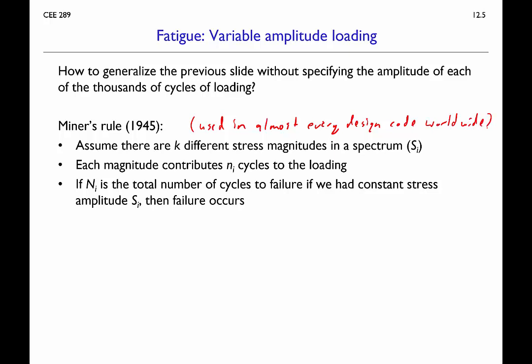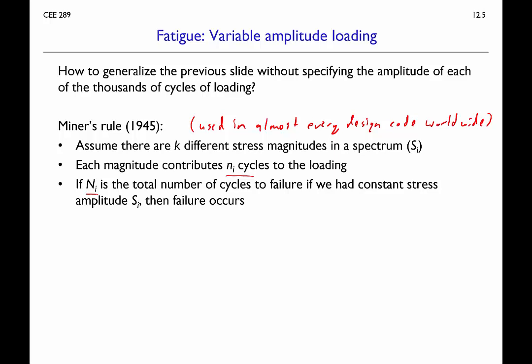So here's the idea. We're going to say there's a variety of different stress magnitudes, and each time we go through a cycle of loading, depending on the magnitude of that loading, we're going to get kind of n_i effective cycles added to our loading, and we have some sort of total budget of the number of cycles we can handle. That's going to be big N_i, and if we had a constant stress amplitude S_i, we could figure out how many cycles that would take.